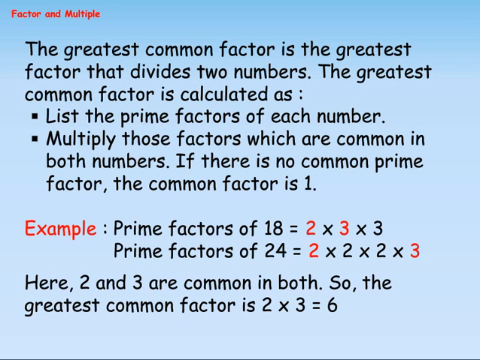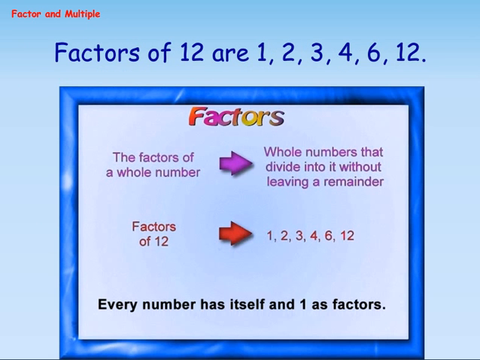Example, prime factors of 18 equals 2 into 3 into 3. Prime factors of 24 equals 2 into 2 into 2 into 3. Here, 2 and 3 are common in both. So, the greatest common factor is 2 into 3 equals 6. Factors of 12 are 1, 2, 3, 4, 6, 12.